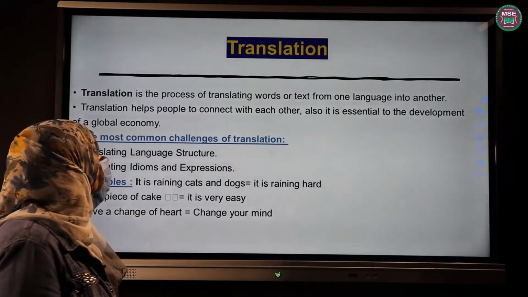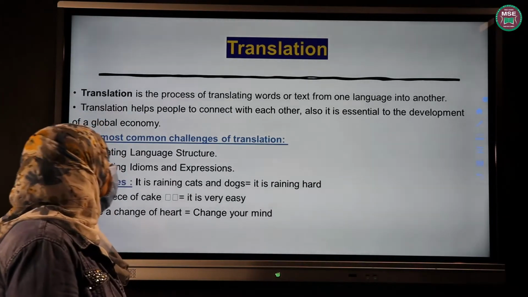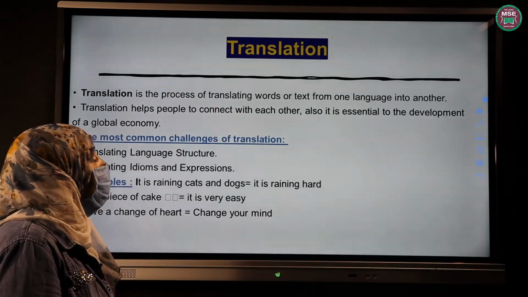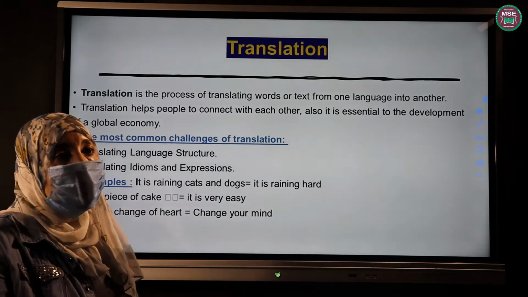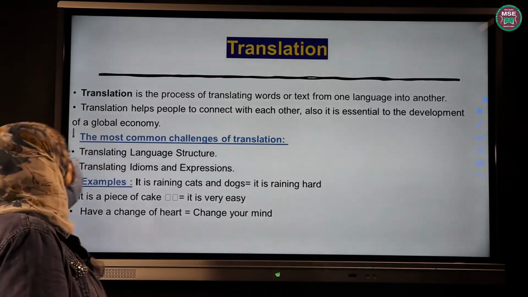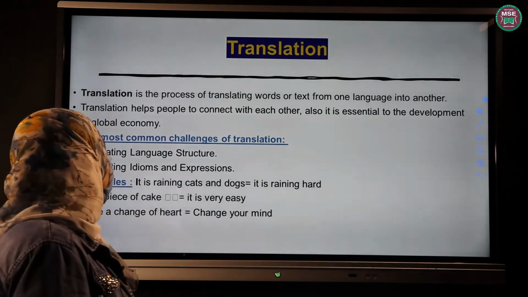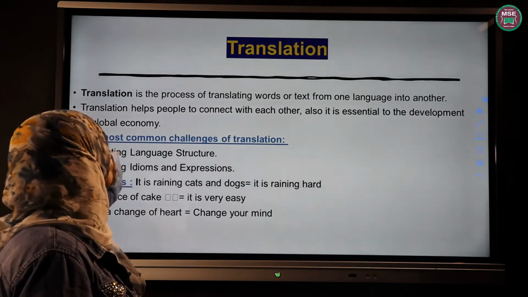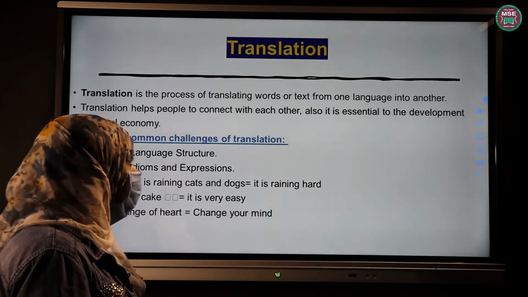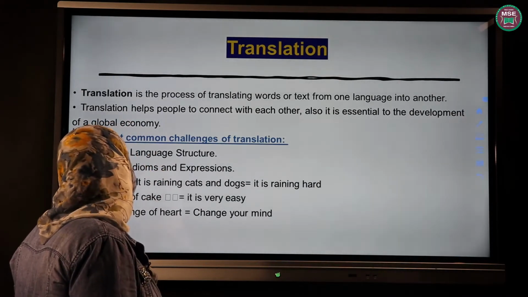Now we are going to talk about translation. What is translation? Translation is the process of translating words or text from one language to another. Example, from Arabic into English, from English into Arabic, from Arabic into French, from French into Arabic, and so on. Why is translation important? It's important because it helps people to connect with each other. Also, it is essential to the development of a global economy.